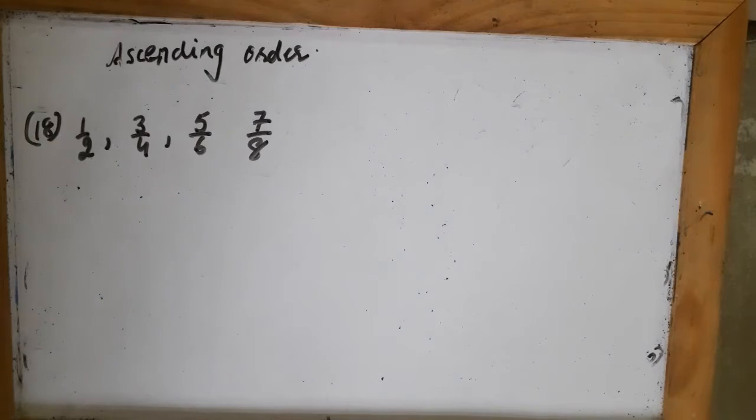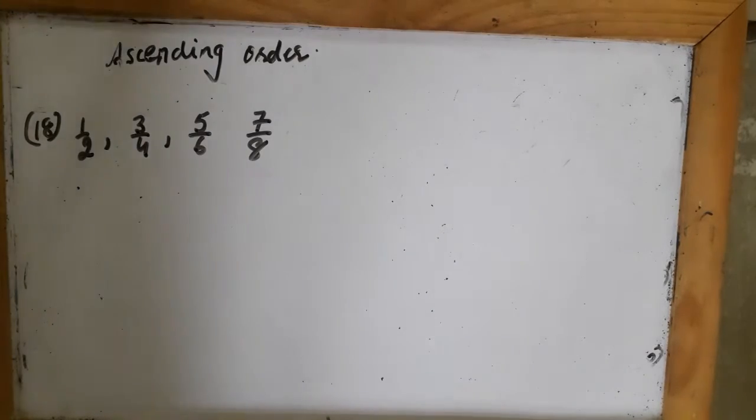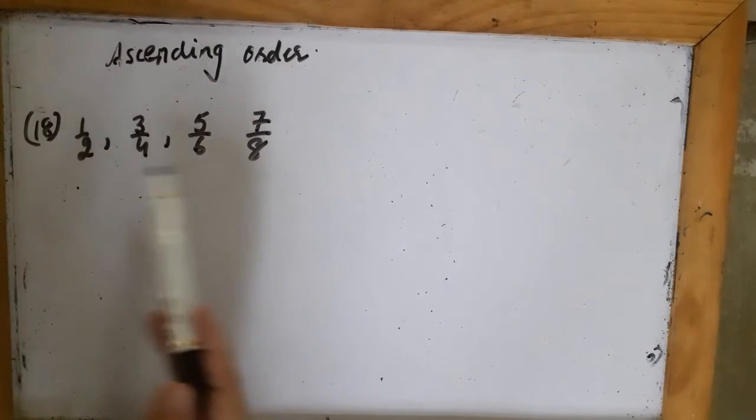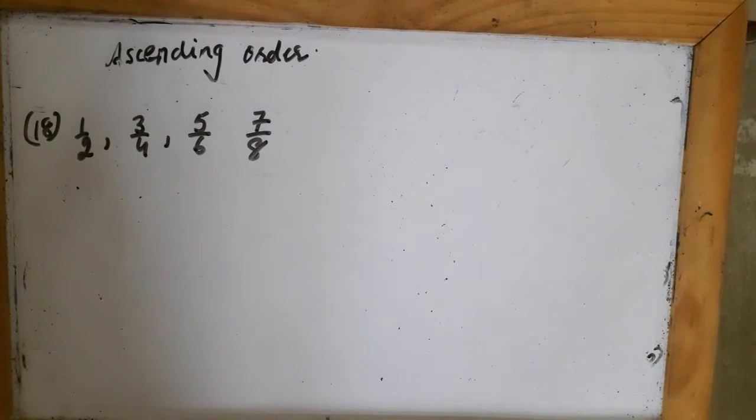Now we start with the 18th question. In this you are given some fractions and you are asked to arrange them in ascending order. As you know, ascending order means I have to rearrange these fractions starting from the smallest fraction. Now you can see these are unlike fractions. I cannot make out which fraction is bigger, which is smaller. So how can I make out which fraction is bigger, which is smaller, if all of them have the same denominator?